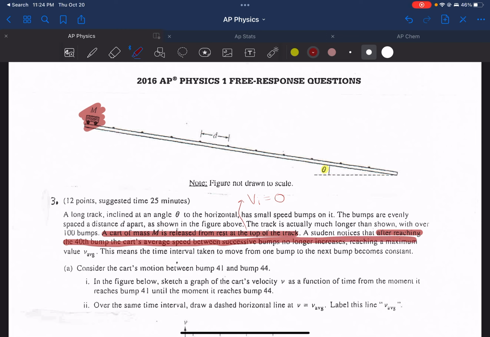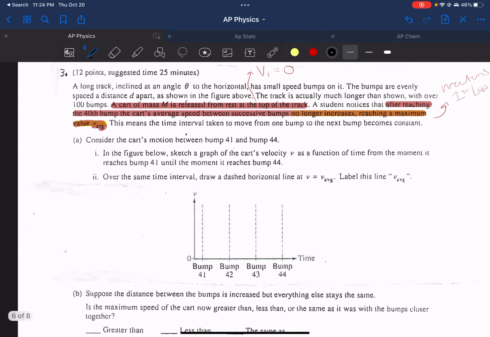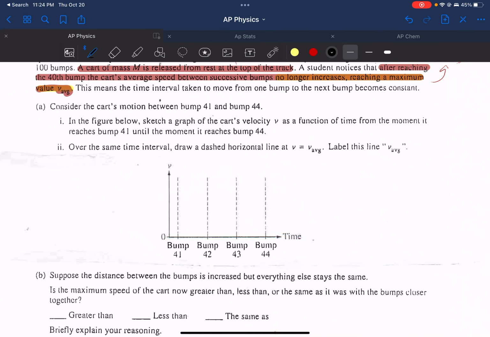the cart's average speed between successive bumps no longer increases. So you're in the first law right here. You're in Newton's first law. No longer increases. You're at constant maximum value of V average. So this part right here is Newton's first law.